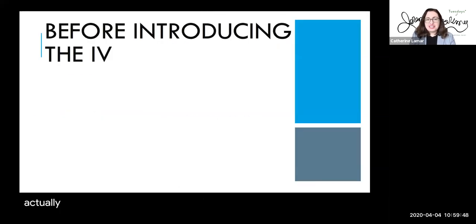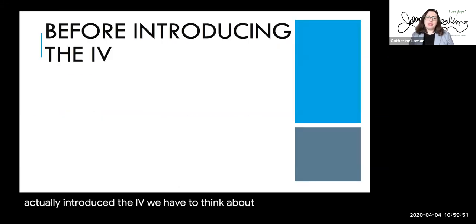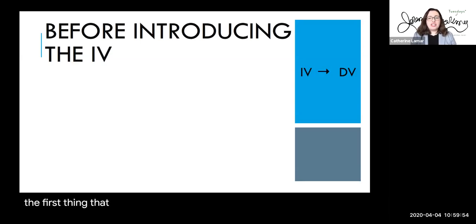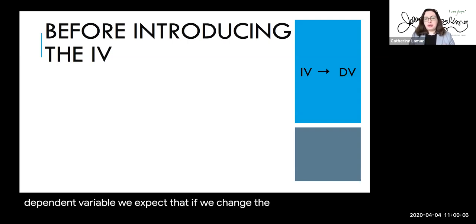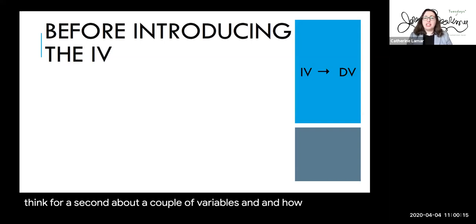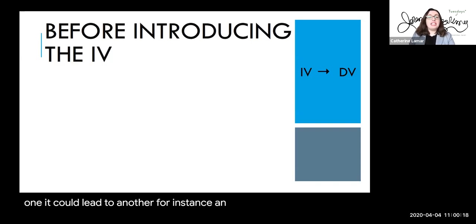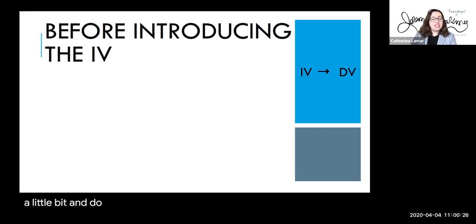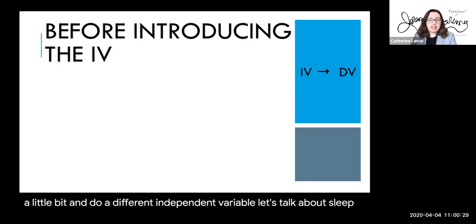But before we actually introduce the IV, we have to think about a few different things. The first thing that we should consider is that when we design a basic experiment, if we have an independent variable and a dependent variable, we expect that if we change the independent variable, this will then lead to changes in the dependent variable. Let's think for a second about a couple of variables and how if we change one, it could lead to another. An independent variable that we've frequently used for examples in this class is coffee consumption. So I'm going to switch things up a little bit and do a different independent variable. Let's talk about sleep instead.